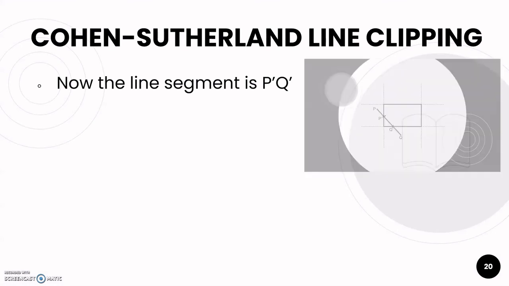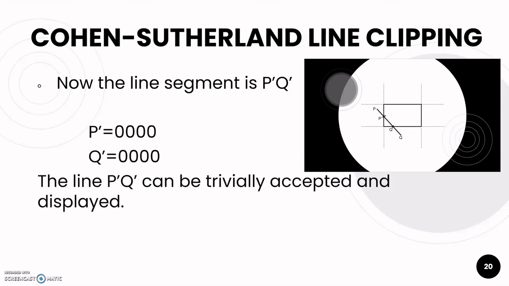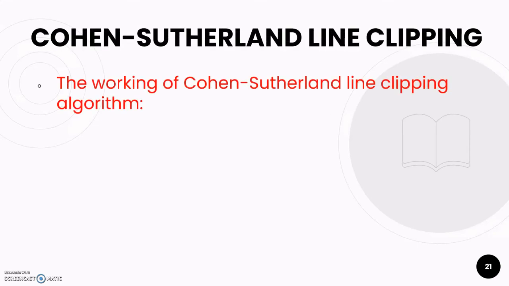Now we are clipping it at Q dash. Now the line segment is P dash Q dash. So the code of P dash and the code of Q dash is given. Since it is inside the clip rectangle, the line P dash Q dash can be trivially accepted and displayed. So this is how we are performing clipping and trivially accepting. Okay, we'll look at the Cohen-Sutherland algorithm, the working of the Cohen-Sutherland line clipping algorithm.